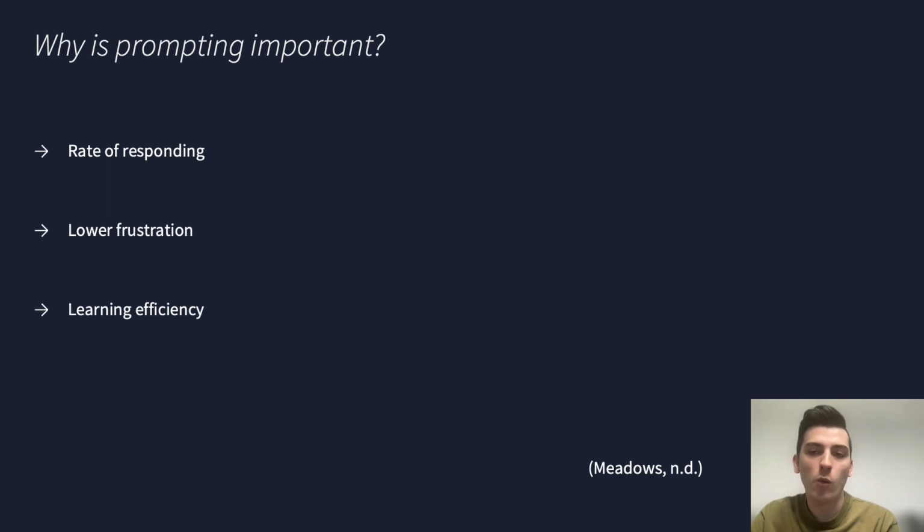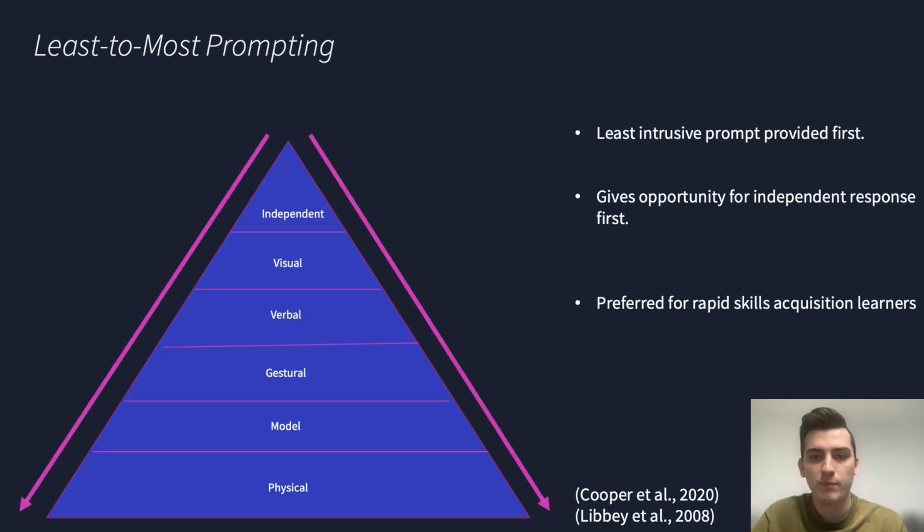You might be wondering, why is prompting important? Prompting is a common and important strategy that is utilized in applied behavioral analysis. Prompting helps increase rate of responding, lower frustration, and increase efficiency of learning. The prompt hierarchy can be utilized in 2 ways, including least to most prompting or most to least prompting, and this will always be denoted by the BCBA. Both strategies have benefits for being utilized and will be discussed in the next 2 slides.